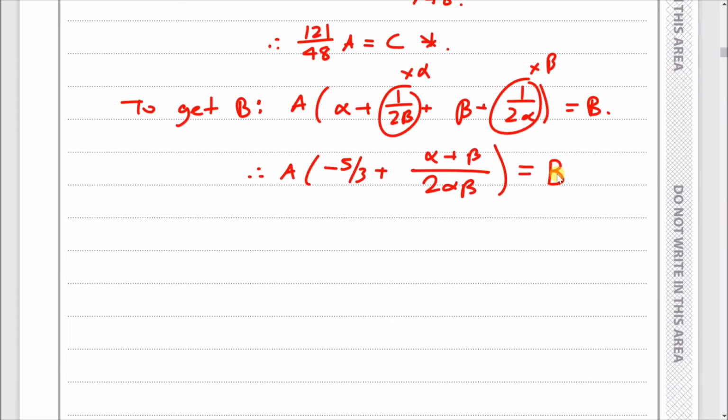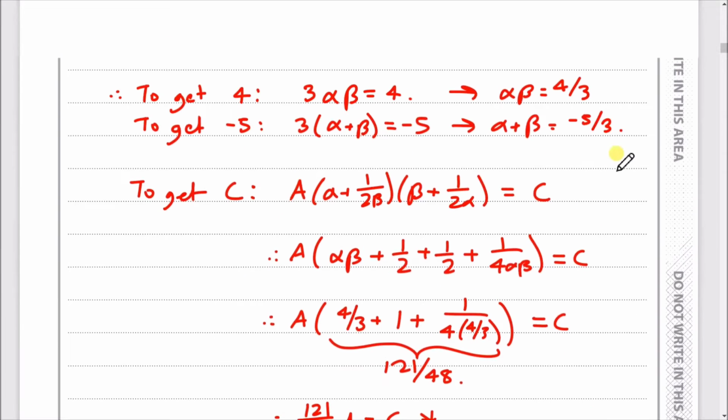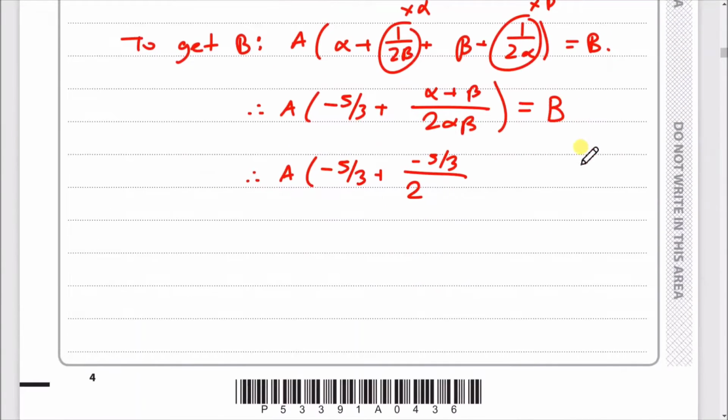Now, final part here, guys. We can update the results. We've got -5 over 3. We know what alpha plus beta is, it's again -5 over 3 in the top line. On the second line is 2 times alpha beta. Alpha beta, we said previously, is 4/3, so this would be 2 times 4 over 3. Cool. And that's going to equal B.